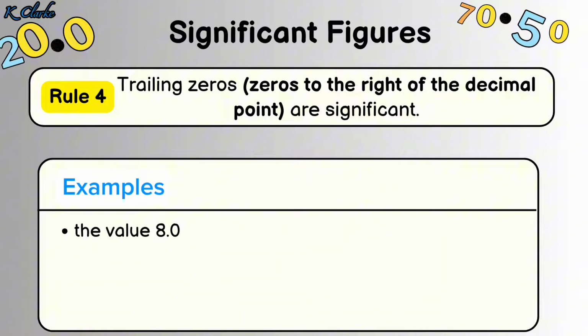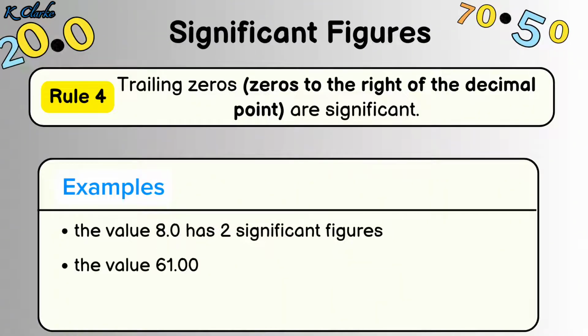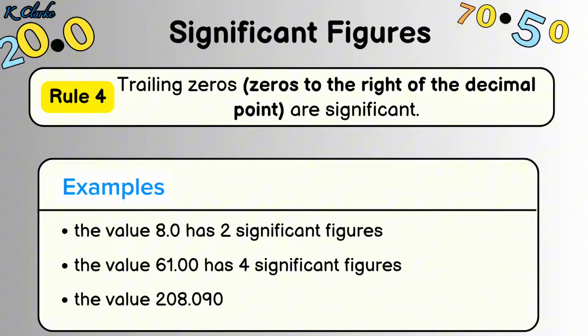Examples: the value 8.0 has two significant figures. The number 8 and the 0 after the decimal point. The value 61.00 has four significant figures. The value 208.090 has six significant figures.